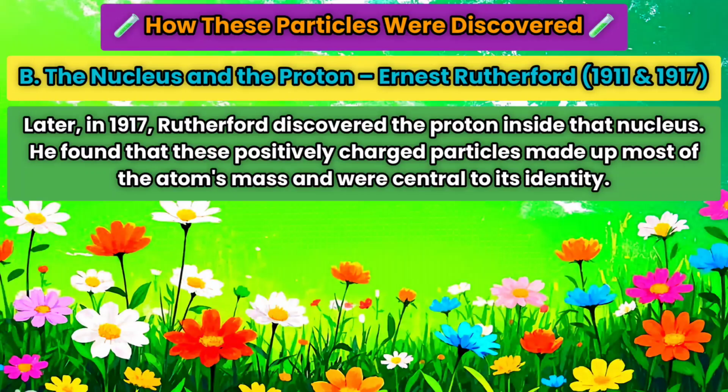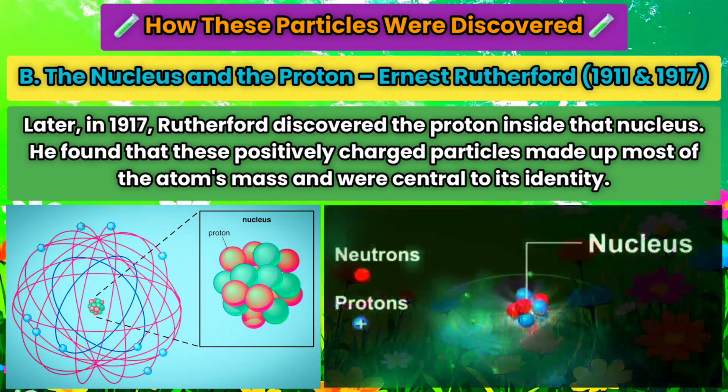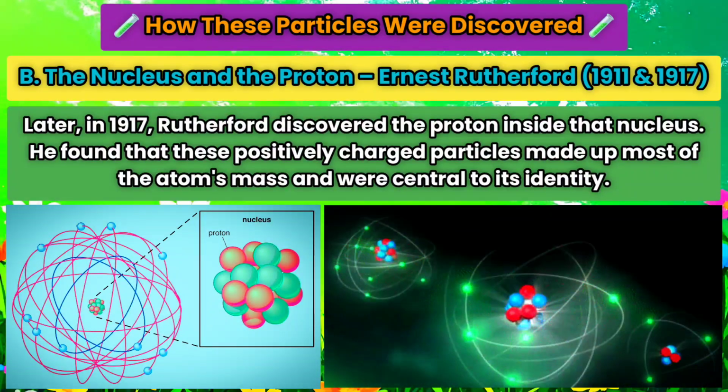Later, in 1917, Rutherford discovered the proton inside that nucleus. He found that these positively charged particles made up most of the atom's mass and were central to its identity.